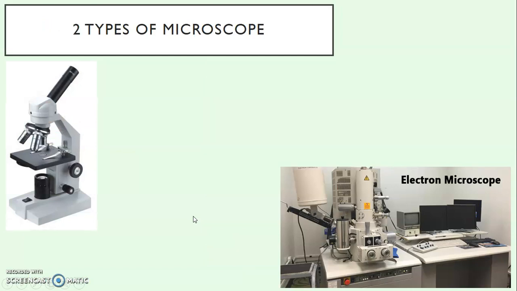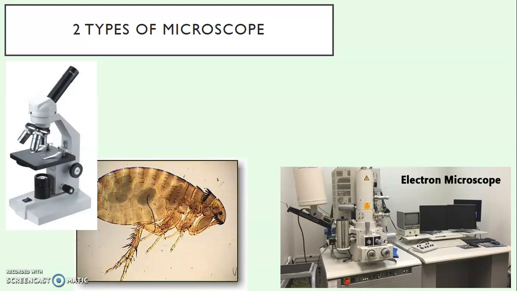So 2 types of microscope. We have got a light microscope, which is this one here. That's what you'd be used to seeing in your lab at school. And then an electron microscope. These are huge. So that is the sort of detail you could get on a light microscope.